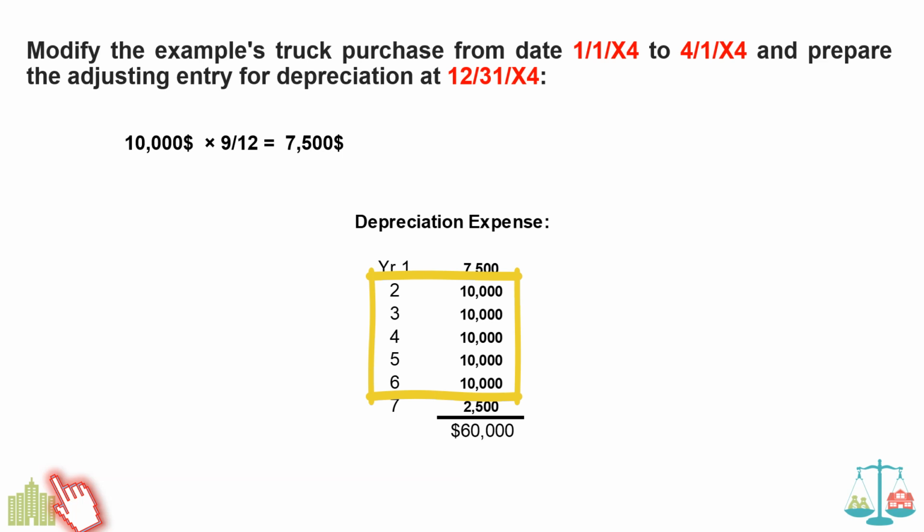And then in that last year, we really only have 3 months up through the original 6-year estimated useful life. And so there'd be partial depreciation reflected in that last year of only $2,500. But the total accumulated depreciation over the estimated useful life would be the full $60,000, just as it was previously. Just different allocations given a partial year in that first year of acquisition.